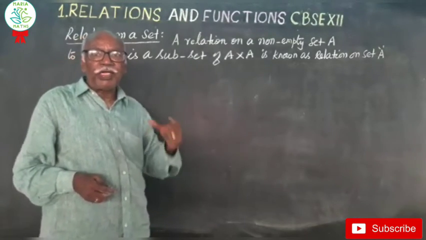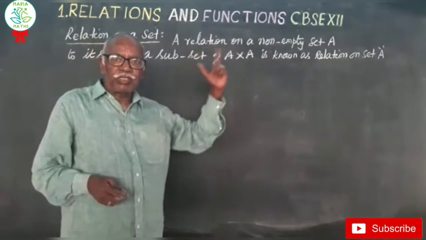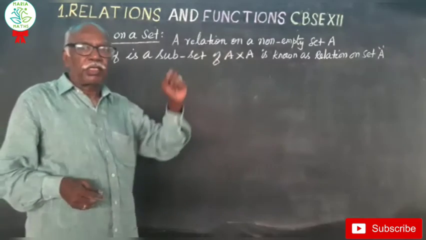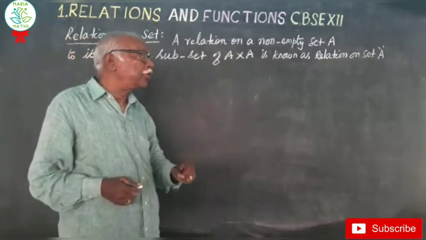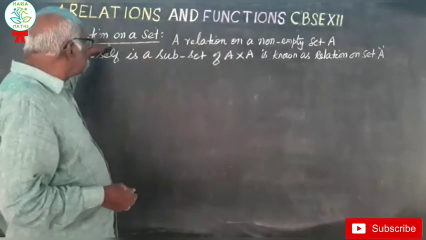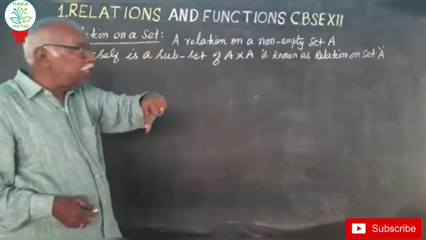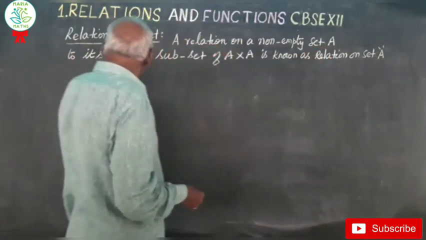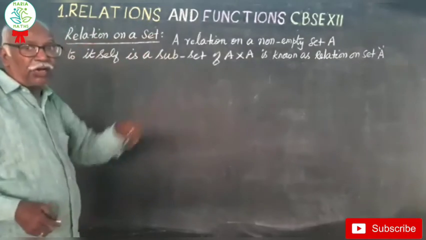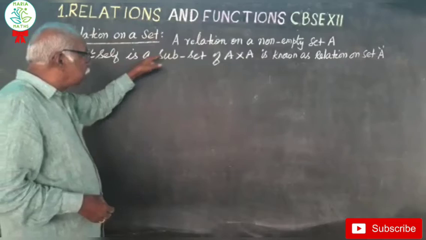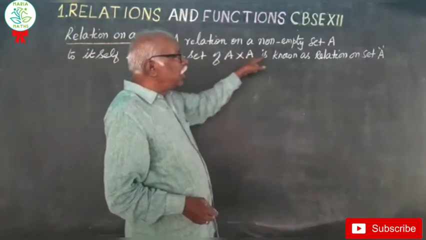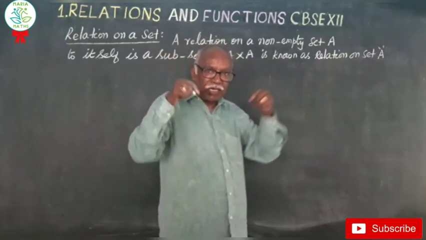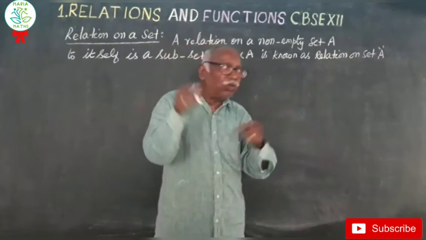We know how to find a relation from set A to set B. A relation R from set A to set B is a subset of A cross B. Now we can take a relation on a single set. A relation on a non-empty set A is a subset of A cross A, and it is known as a relation on set A. So we can take a relation on set A to itself.